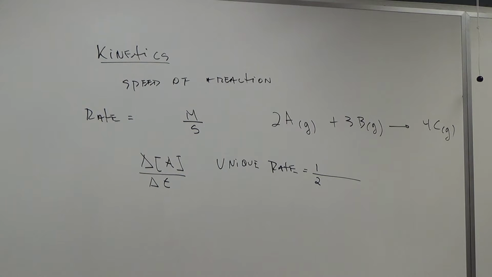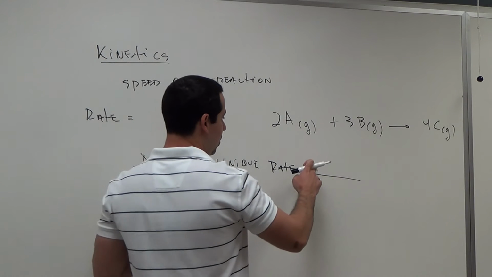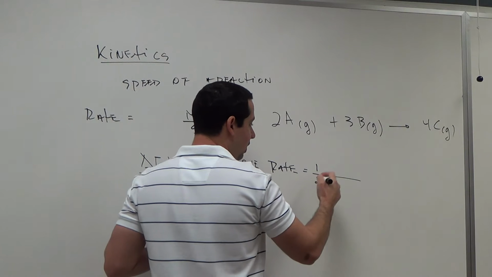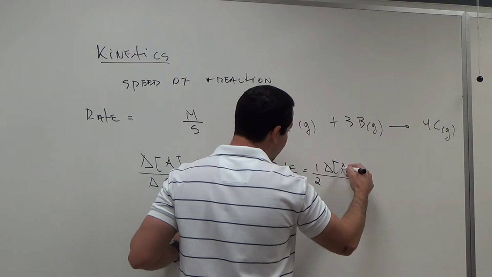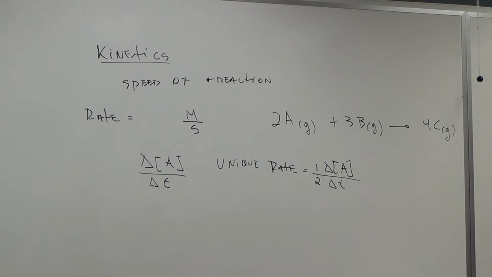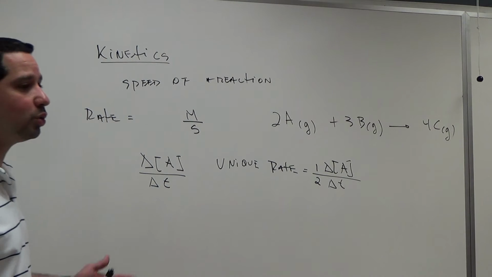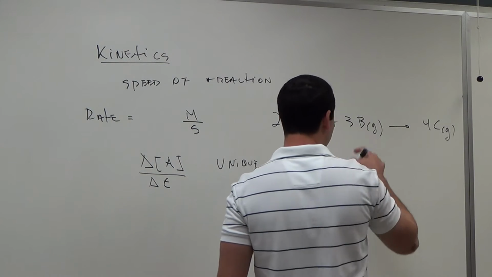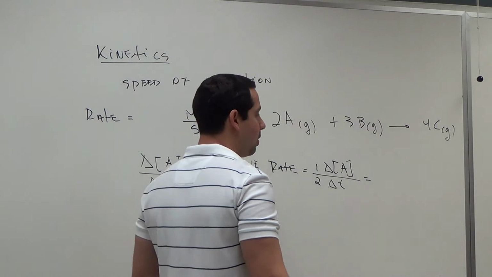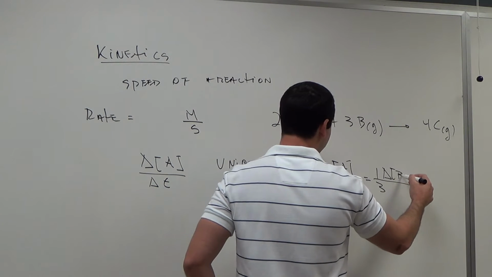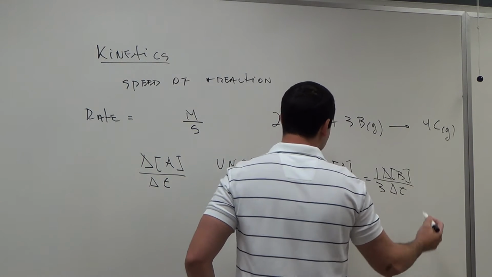So the unique rate, we are going to divide by the coefficient. And then we are going to say 1 divided by 2 times the change in concentration of A divided by the change in time, because this is the unique rate. All the rates are supposed to be equal to each other because there is only one. So this rate is equal to 1 divided by 3, change in concentration of B, divided by the change in time.